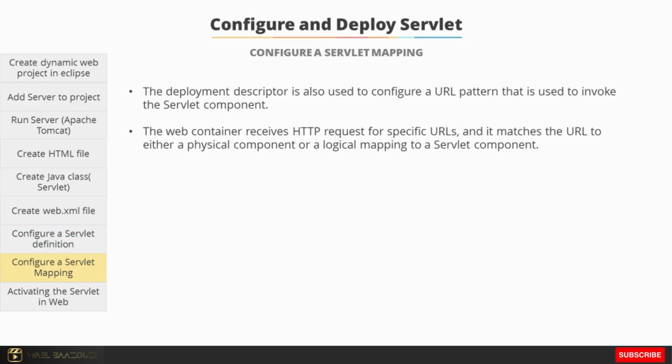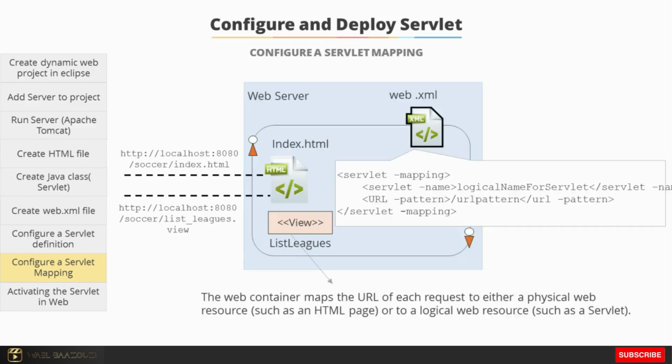The deployment descriptor is also used to configure a URL pattern that is used to invoke the servlet component. The web container receives HTTP requests for specific URLs and it matches the URL to either a physical component or a logical mapping to a servlet component. Finally, when we hit a URL of localhost port number 8080, which is the default port for Tomcat, and the name of the file that we are looking for, it will do a lookup in the web container. It will check in your deployment descriptor whether you have a mapping to the correct servlet. It will process it, generate an HTML file as a response, and provide that to the client.